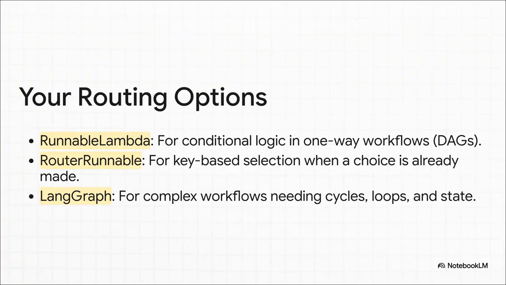Okay, here's the breakdown. First up, you've got RunnableLambda. This is your go-to for pretty much any conditional logic inside a standard one-way workflow, where data just flows forward. Then there's a RouterRunnable, which is simpler. You use this when a step before your router has already made the choice for you, like an LLM that says, "use the search tool." And finally, for the really heavy-duty stuff, when you need loops, memory, and true agent behavior, you graduate to a more powerful library called LangGraph.